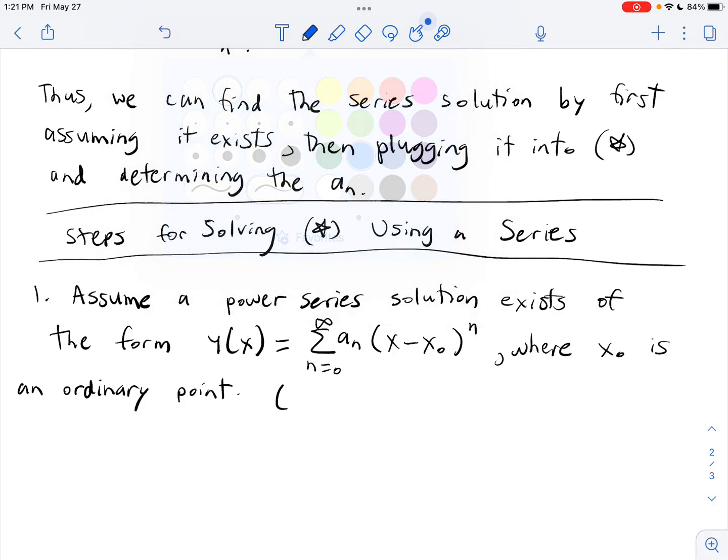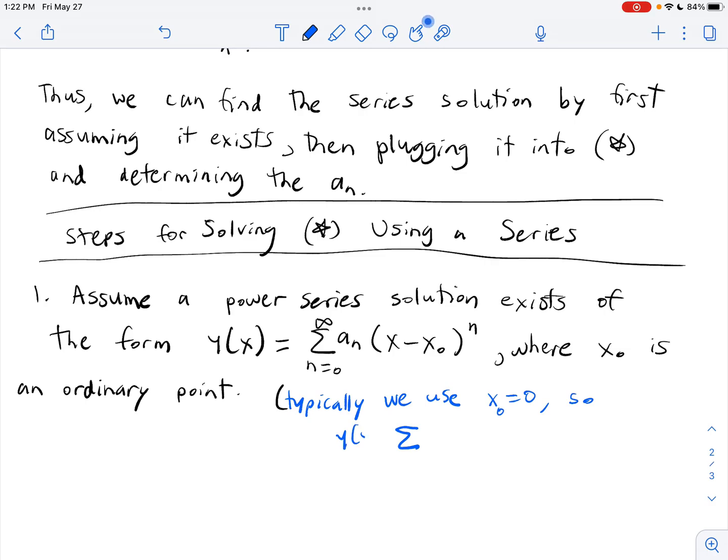Let me put that in blue here. Typically, we use x equals 0. So x naught equals 0. So y of x will be this series right here. Okay.